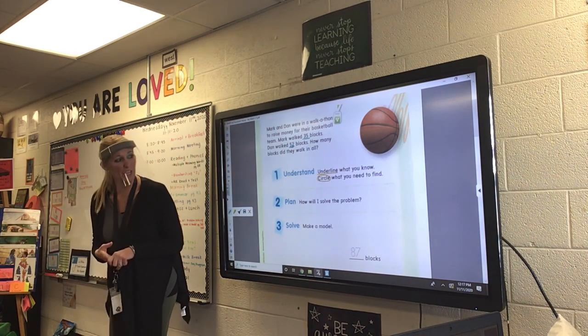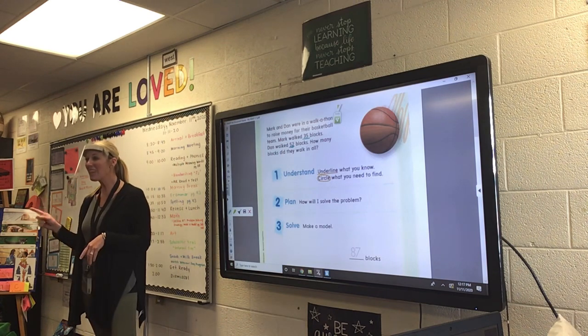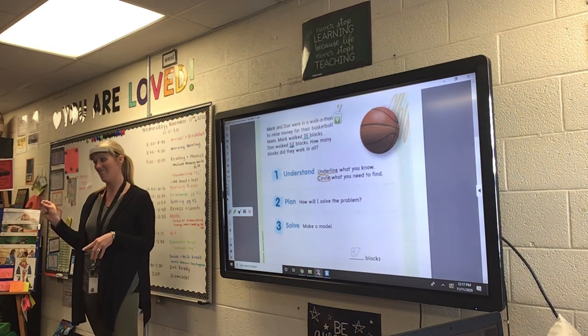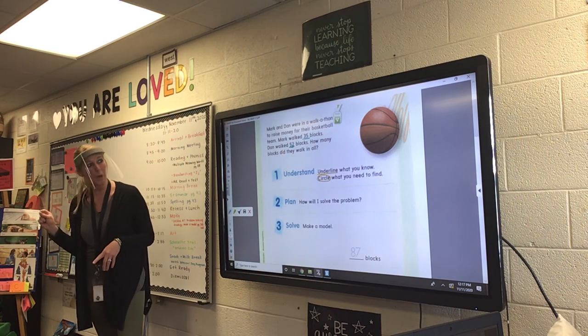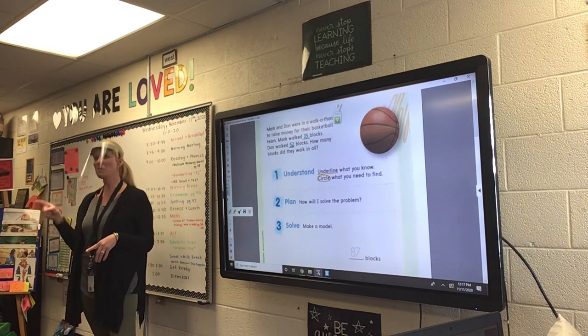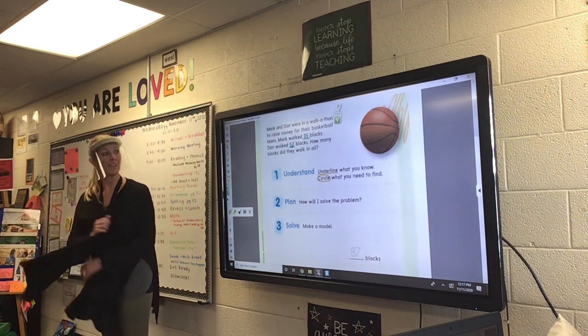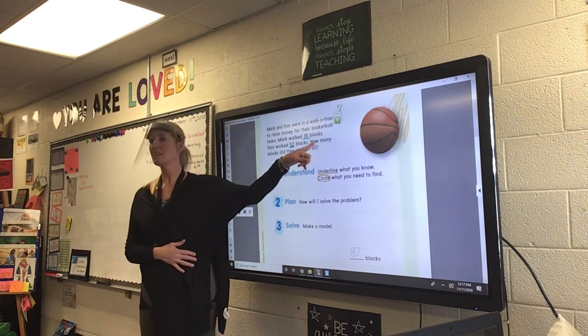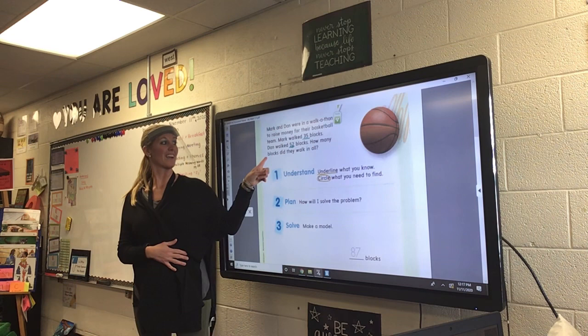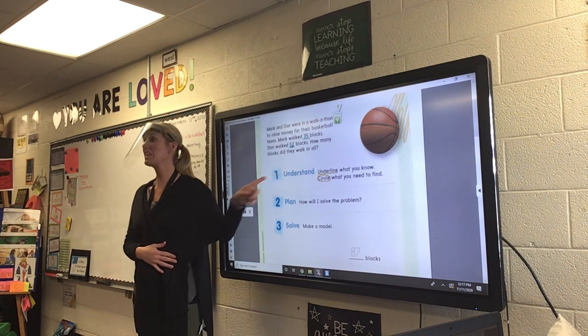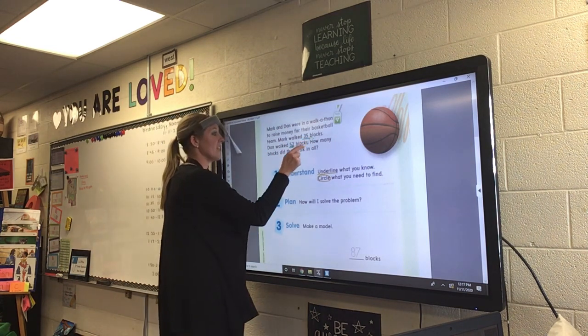Now, we need to circle what we need to find out. And normally that's the question at the end. Who can find the question? Kaden, what's the question? Can you read that right there? How many blocks did they walk in all? Good. So how many blocks do they walk in all?